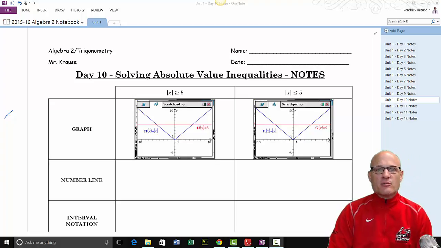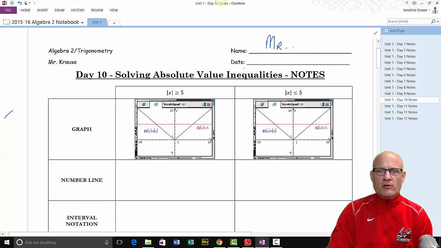All right, let's see what we got here. Where's Mr. Key? Here's Mr. Key. Why is Mr. Key in blue? That's really weird.